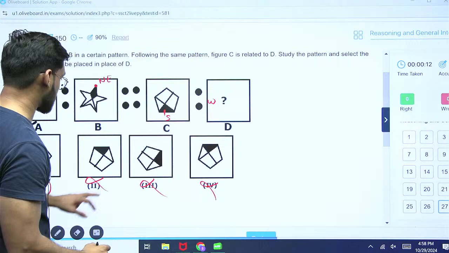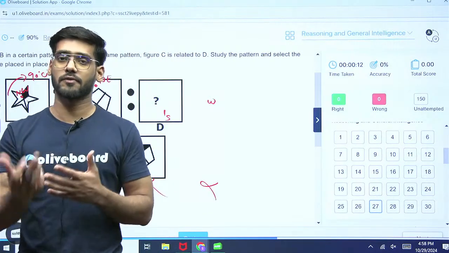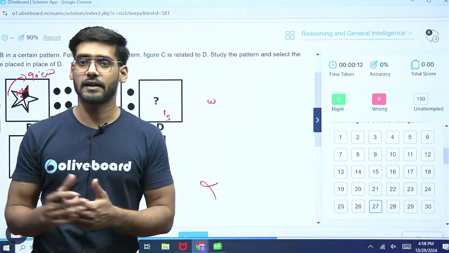So there are 2 or 3 questions remaining, 28, 29, 30, that we will cover in the next class. We will add those in the mock test that I take in the 4 PM session.